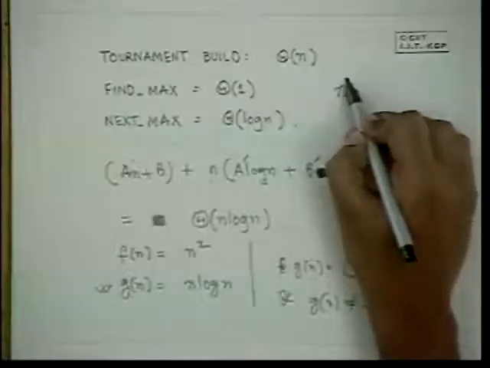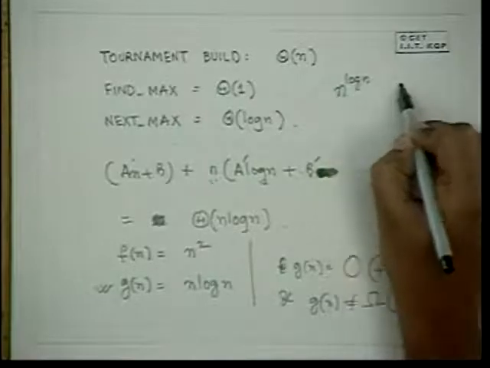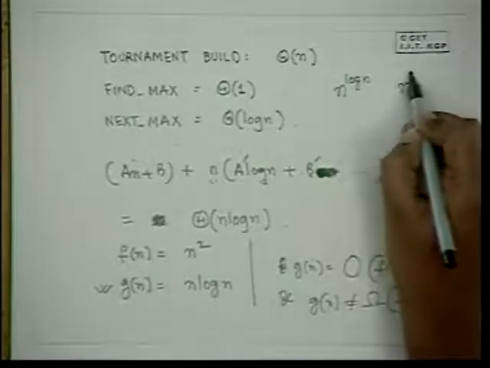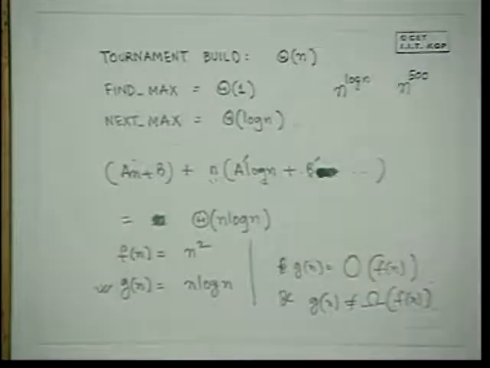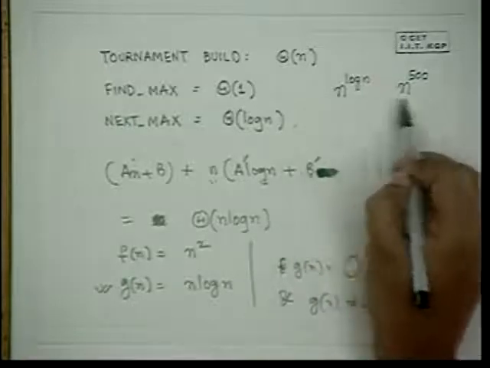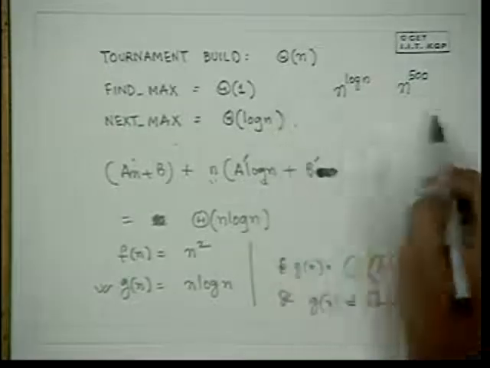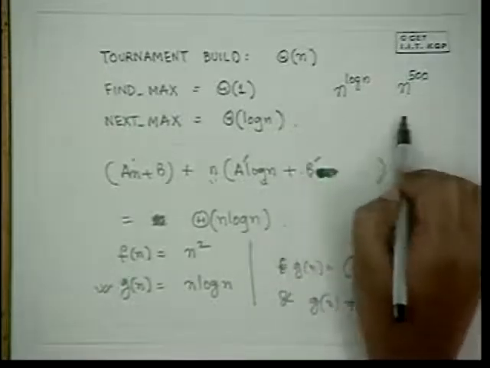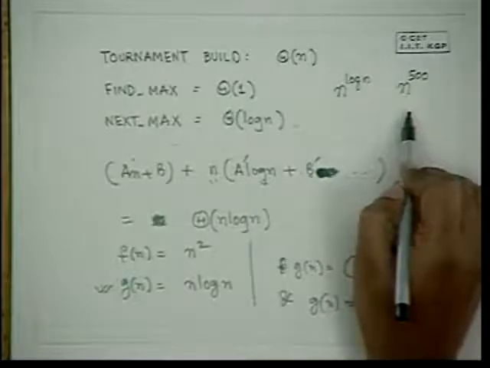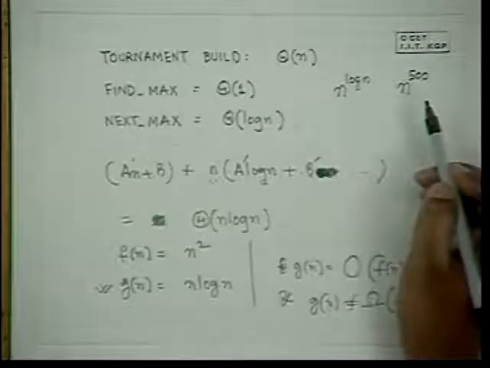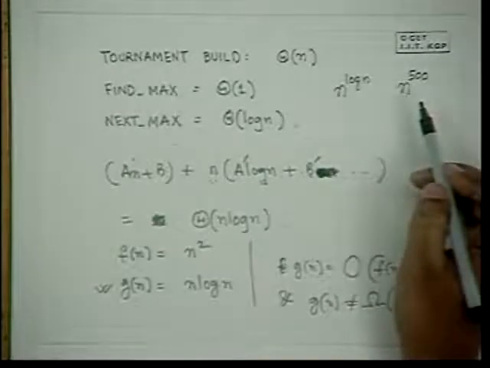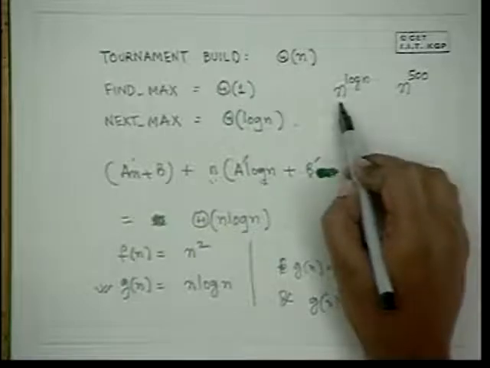There are various other issues relating to orders, especially when you consider complexities of the type n to the power, say, log n. How does it compare with n to the power 500? How will you compare these two? Take the logs on both sides and compare, you will get a comparison between both of them. If you cannot directly compare these two, take log on both sides and compare.